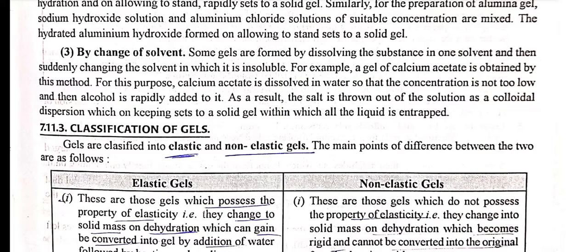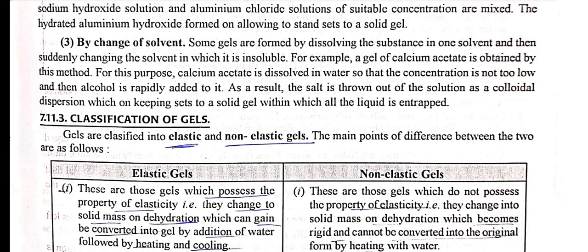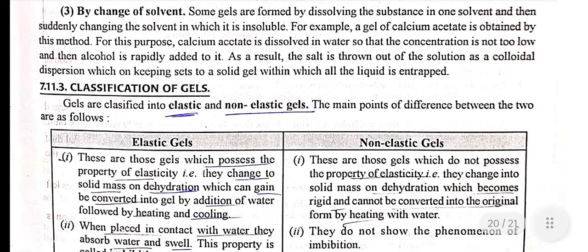By changing the solvent. Some gels are formed by dissolving the substance in one solvent, then suddenly changing the solvent to one in which it is insoluble. For example, a gel of calcium acetate is obtained by this method. For this purpose, calcium acetate is dissolved in water so that the concentration is not too low and then alcohol is rapidly added to it. As a result, the salt is thrown out of the solution as a colloidal dispersion, which on keeping sets to a solid gel within which all the liquid is entrapped.